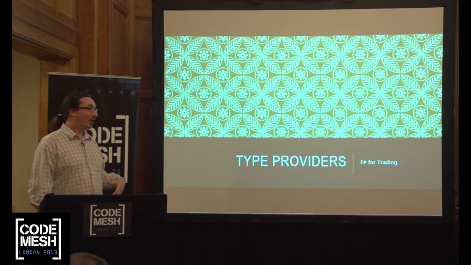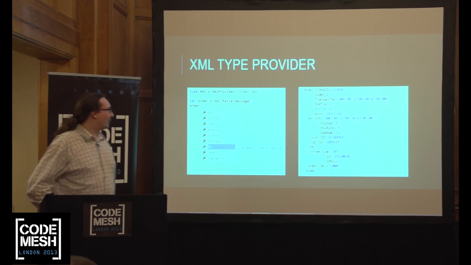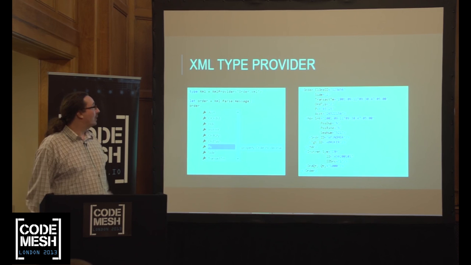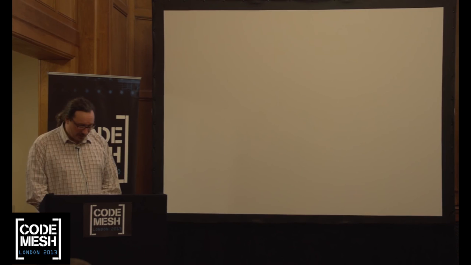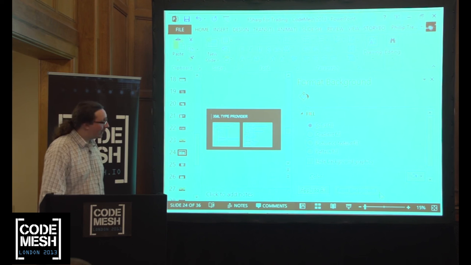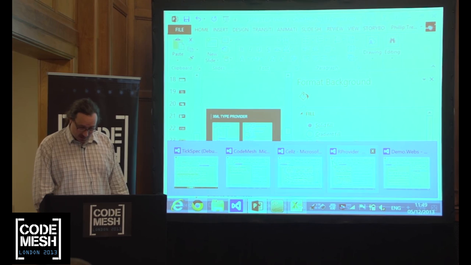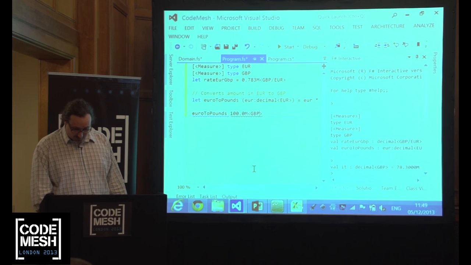So the first one I'm going to show is a very simple one, just to show the general principle, which is an XML type provider, but there's type providers for CSV, JSON, SQL, and we'll go into some more later. The message I'm going to process is a FIX XML 4.4 order message, so a trade, a request to order. So let's just drop back in there.